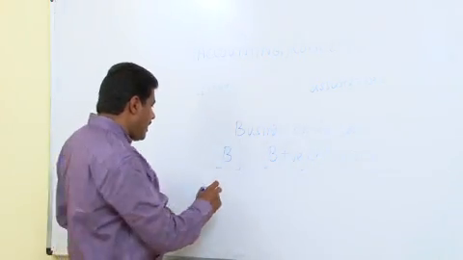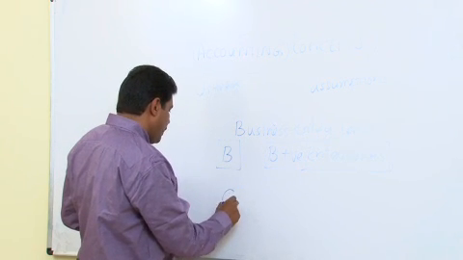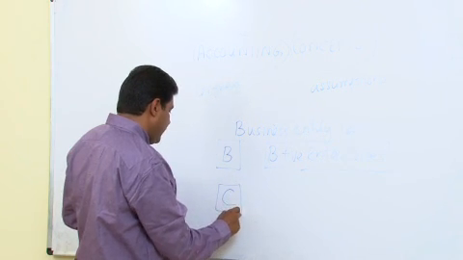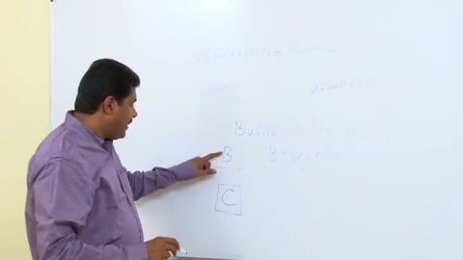Now, B married a beautiful lady called C, and C is B's wife.